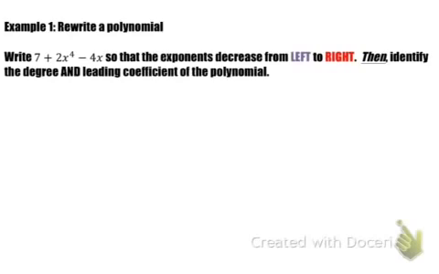Alright, so the first thing I'm going to do is I'm going to rewrite the polynomial. 7 plus 2x to the fourth and minus 4x. Okay, so when I rewrite my polynomials so that my exponents decrease from left to right, I'm looking at the exponents for the variables of each term. These are all called terms, 1, 2, and 3. So this polynomial has 3 terms.